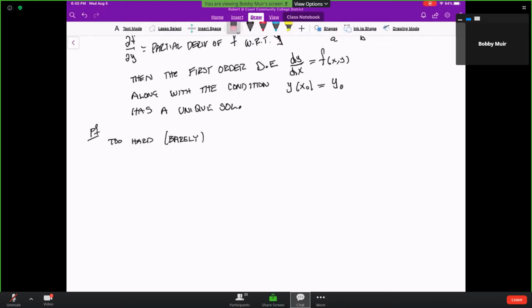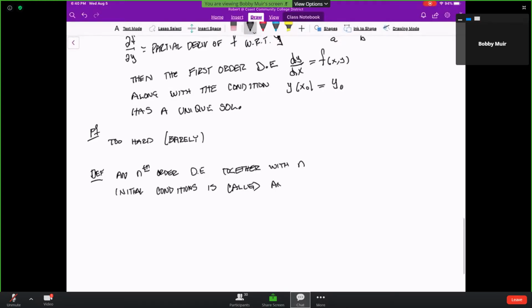So anyways, okay, so definition. An nth order differential equation together with n initial conditions is called an initial value problem. An initial value problem. IVP.